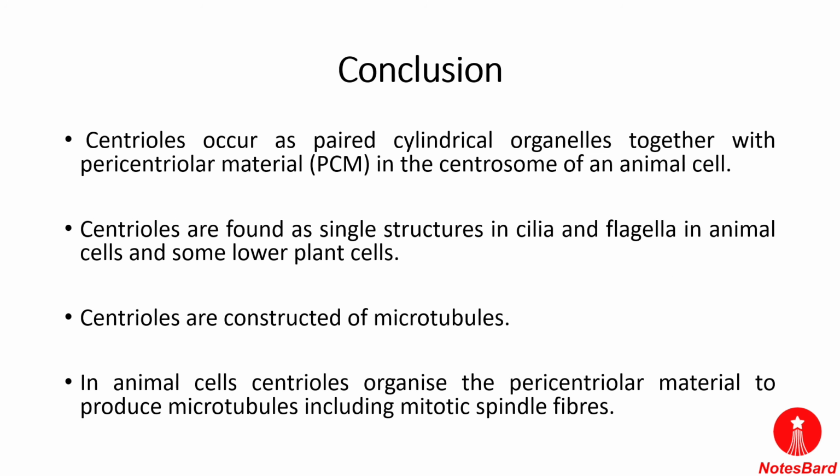Now if we want to sum up all of this, centrioles are paired organelles that are cylindrical in shape, and they are found as single structures in the cilia and the flagella in animal cells and some of the lower plant cells as well. They are constructed of microtubules, and in animal cells the centrioles organize the pericentriolar material to produce microtubules that include the mitotic spindle fibers.